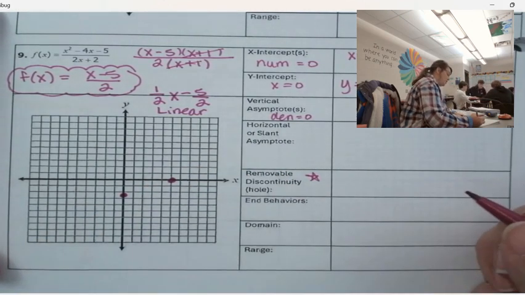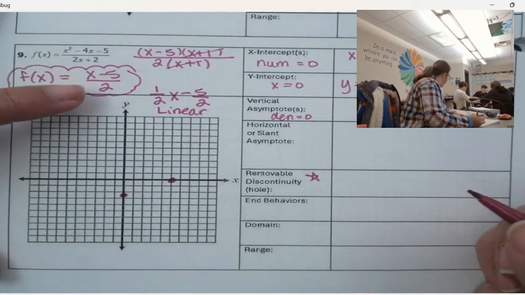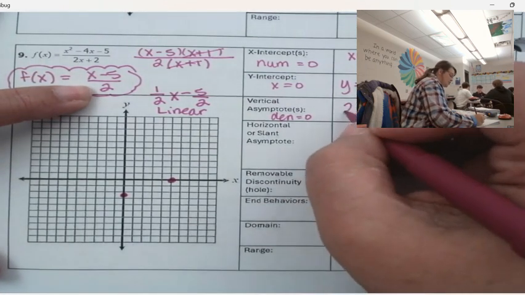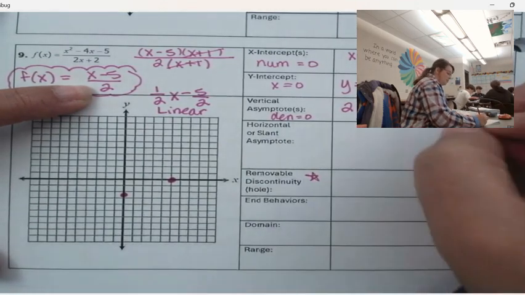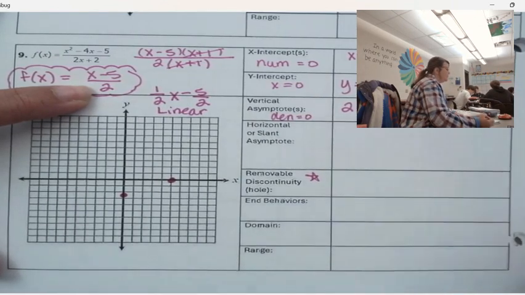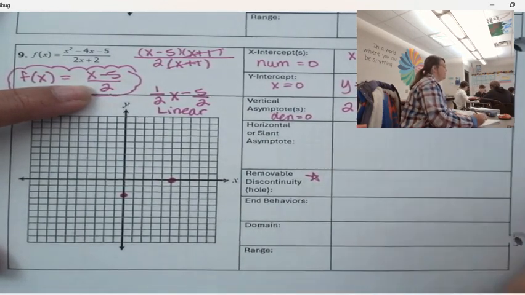Okay, vertical asymptote. For my vertical asymptote, I set my denominator equal to 0. My denominator is a 2 equals 0. Does that make any sense at all? No? So this is a none. 2 cannot equal 0, ever.